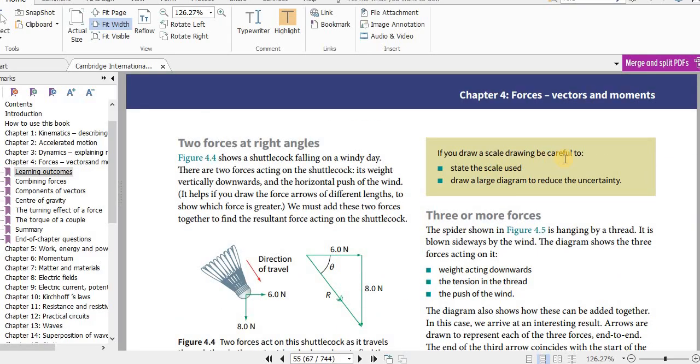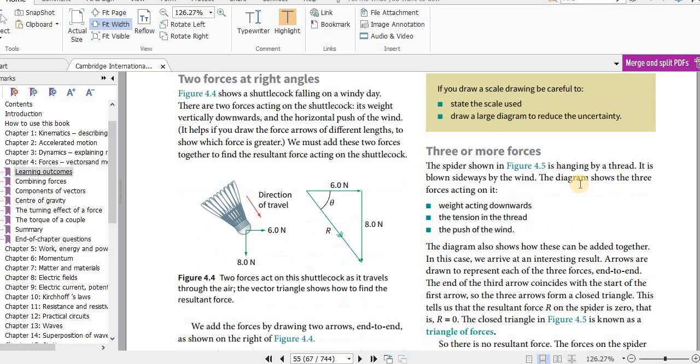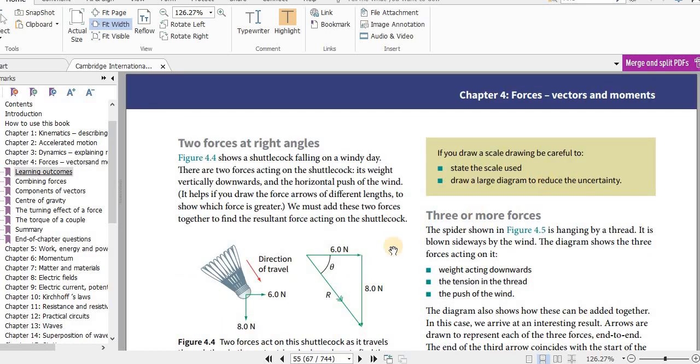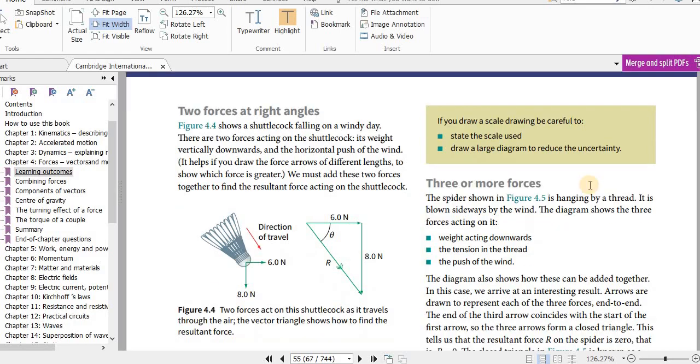If you draw a scale drawing, be careful to state the scale used. Draw a large scale diagram to reduce the uncertainty. A common mistake students make is they draw these diagrams too small. So when you're drawing a diagram, make sure it's large enough. So state the scale used and draw a large diagram to reduce the uncertainty. So let's say you can take a scale, maybe 1 Newton is 1 centimeter, depending on the size or space that is there also. Then this will be 6 centimeters, this will be 8 centimeters.